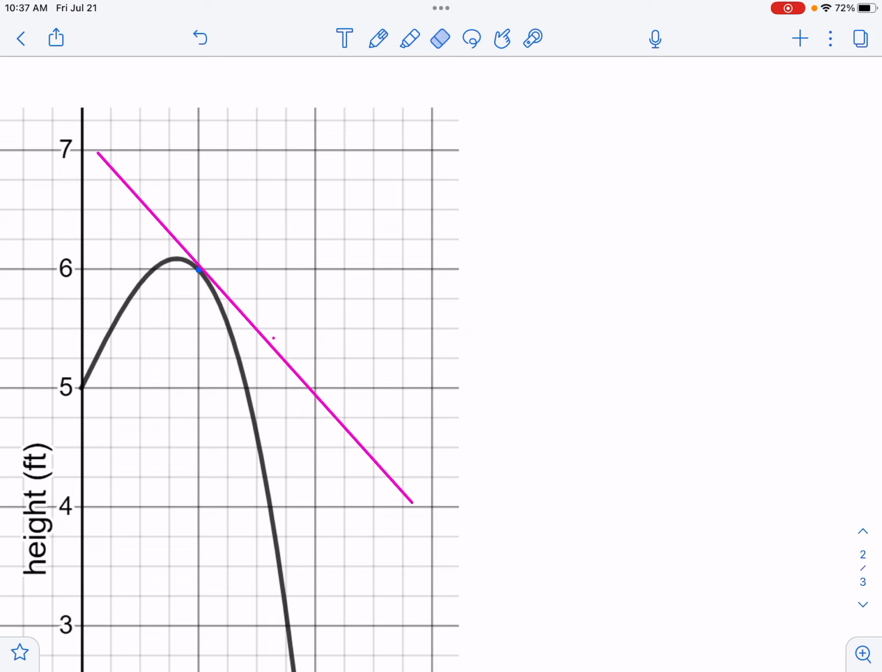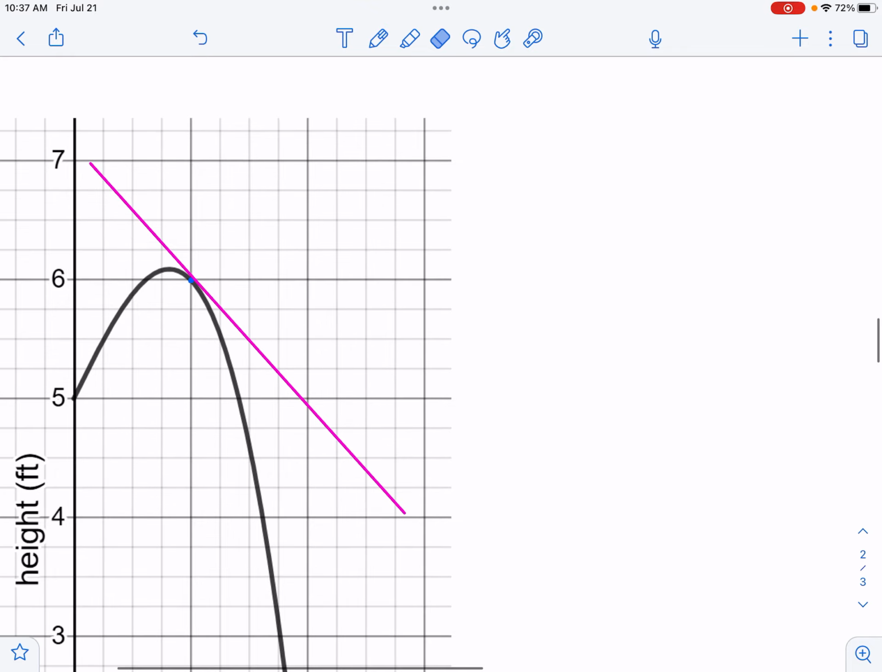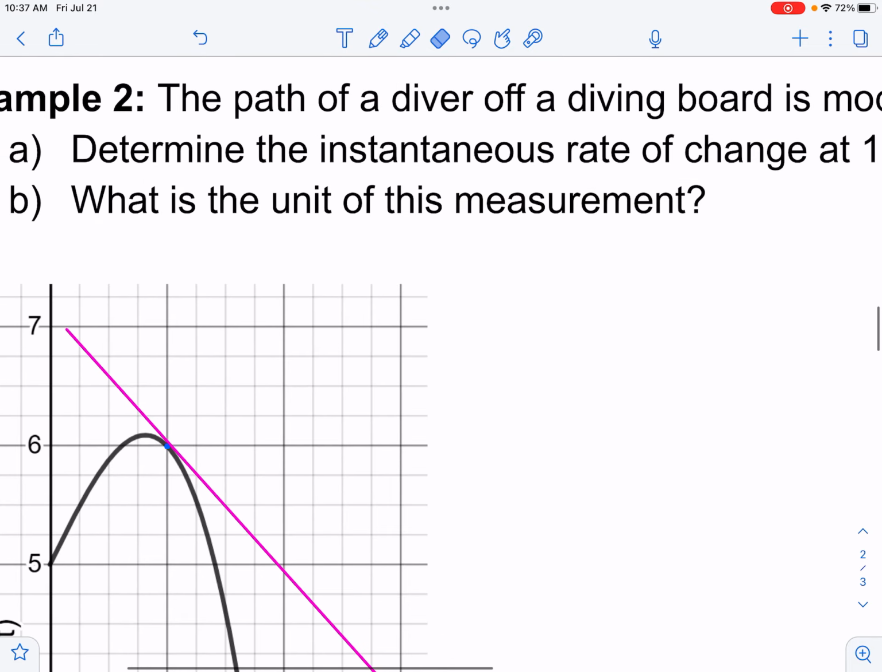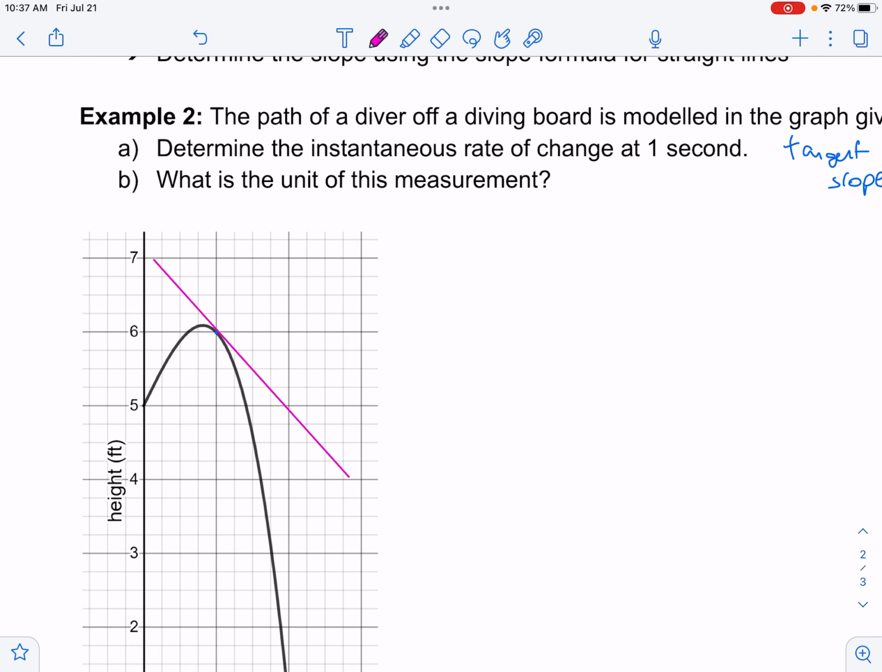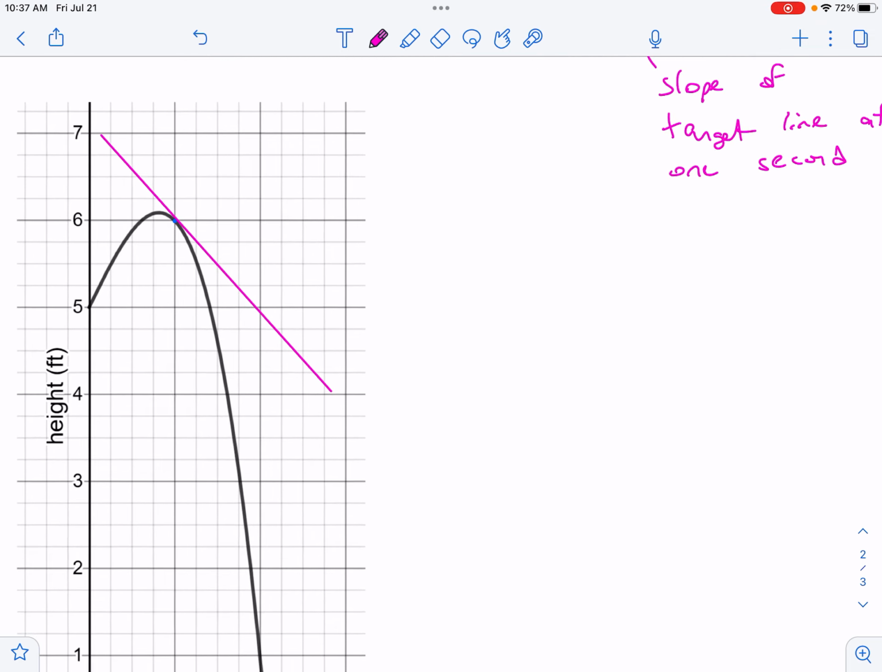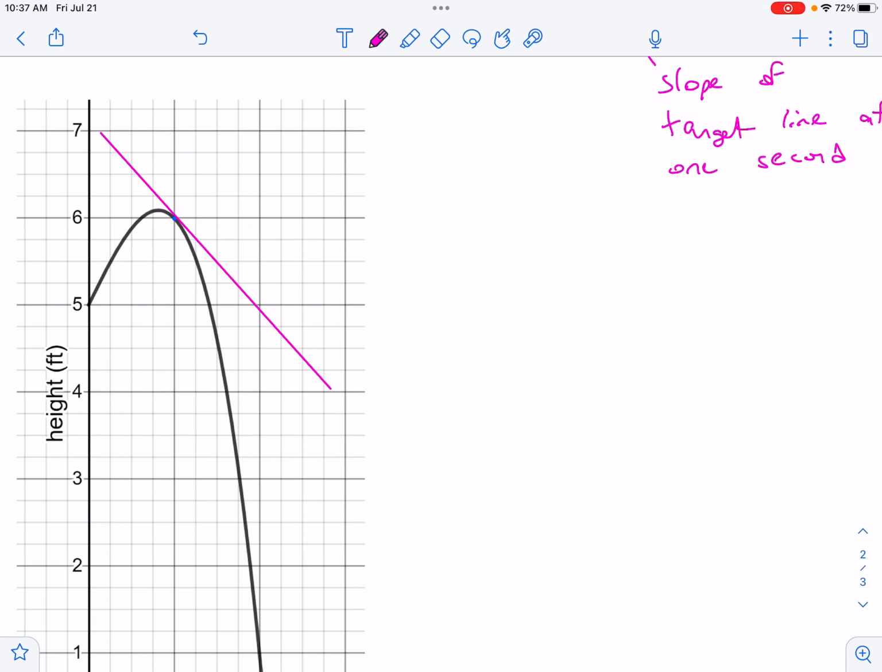There we go. Because we're being asked to find the instantaneous rate of change, which means we're being asked to find the slope of this tangent line at 1 second. That's why I extended it, to make it easier to find the slope of the line. We're going to try to find 2 nice points to help us figure out what the slope of this line is.